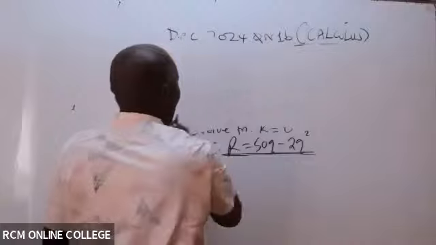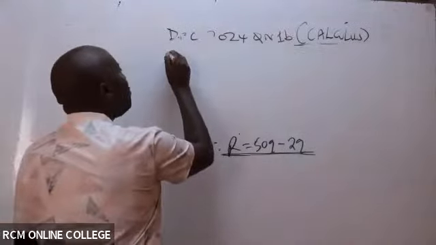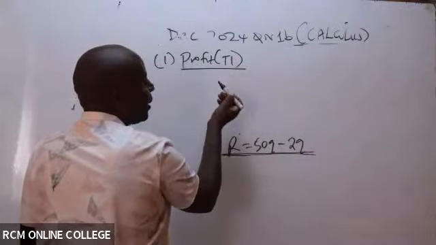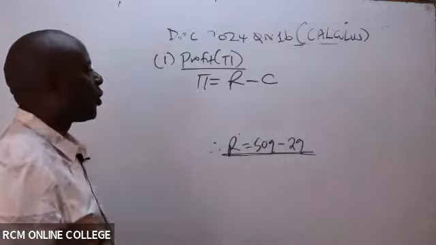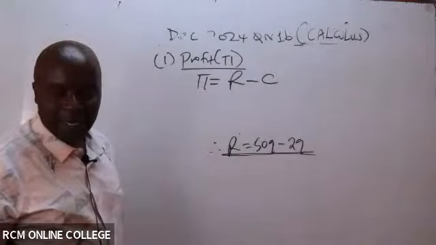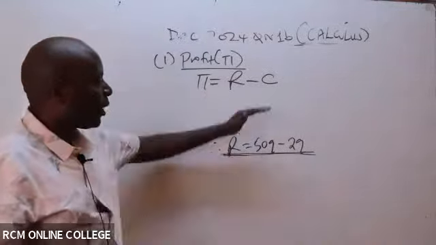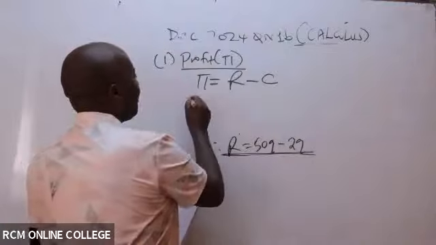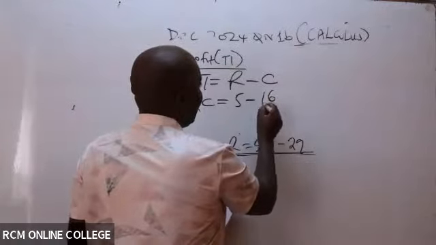Now, from there, they have given me the cost function. Remember, what they want me to do in Roman 1 is to give them profit, which is pi. And to get profit, we normally take revenue minus cost. So already I have revenue, but I don't have cost. What they have given me here is average cost. They have told me average cost equals 5 minus 16 over q.